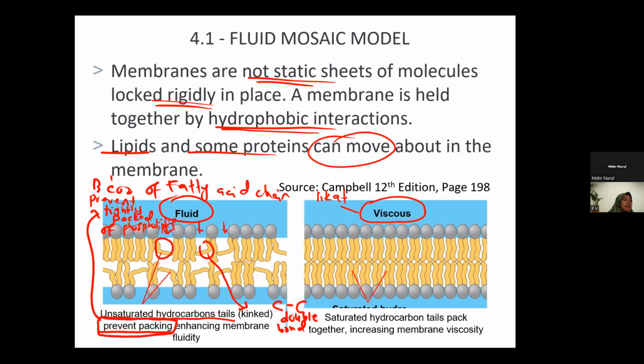Okay, so next, viscous, right? What makes the membrane somehow viscous? Dia jadi likat sikit. So, bila likat, dia padat. So, apa yang menyebabkan dia padat? Because of saturated fatty acid. You can see, disebabkan dua-dua kaki ni semua saturated. Bila saturated maknanya no carbon to carbon double bond or no kink.